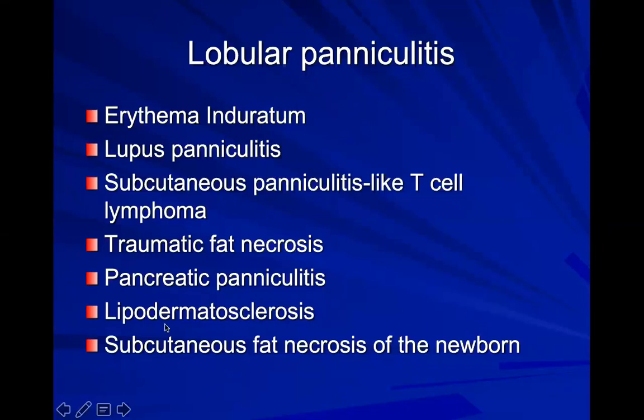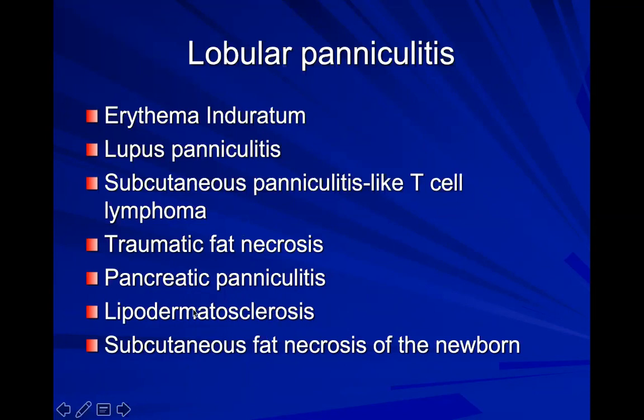So lobular panniculitis, as I mentioned, is inflammation around the individual fat lobules. Erythema induratum will be possibly granulomatous because we're dealing with an infectious process here. Lupus panniculitis and subcutaneous panniculitis-like T cell lymphoma will be a very lymphocyte-heavy inflammation. Traumatic fat necrosis, as we pointed out, is going to have little primary inflammation, right? Because it's not an inflammatory process. You'll mostly have those foamy histiocytes there cleaning everything up. Pancreatic panniculitis or alpha-1 antitrypsin, any of those are going to be neutrophil heavy.